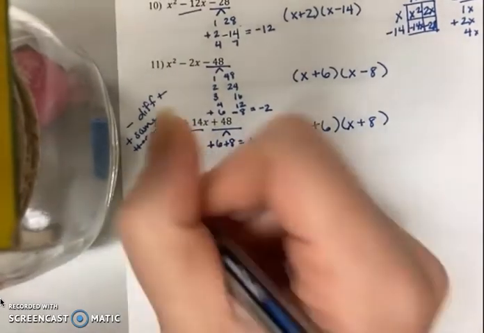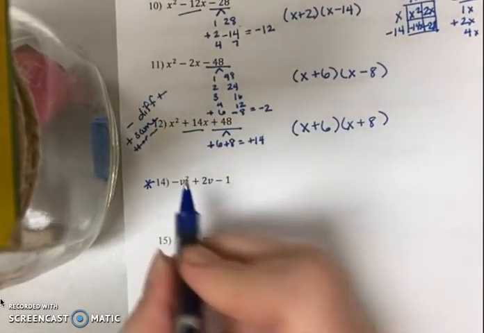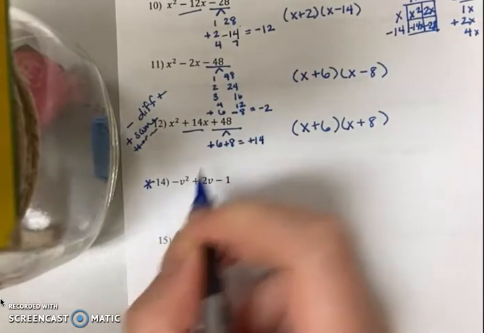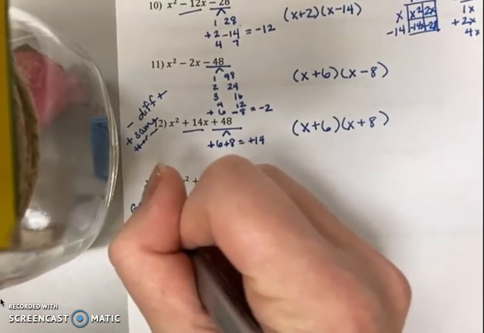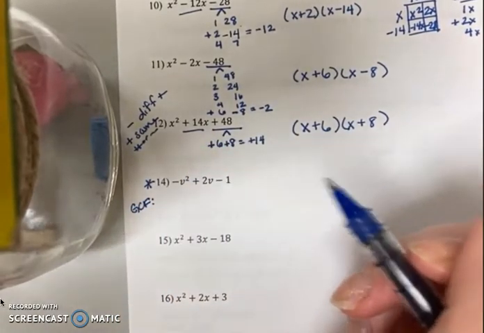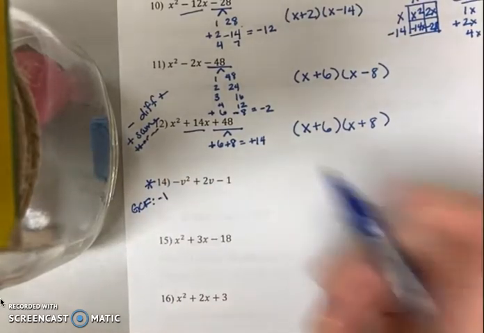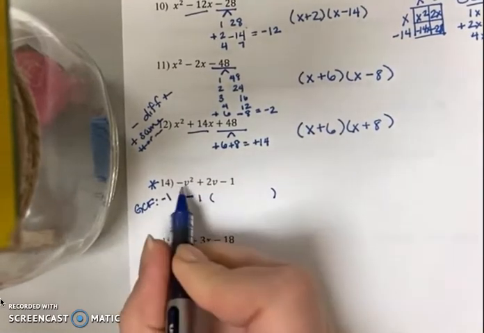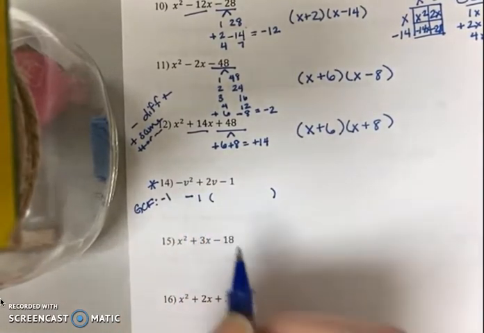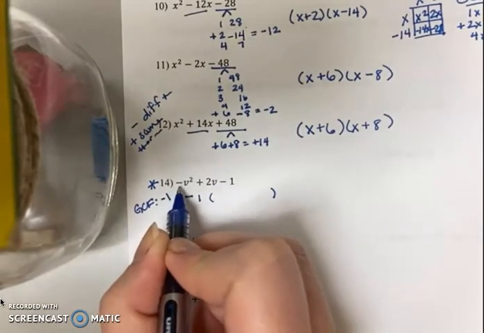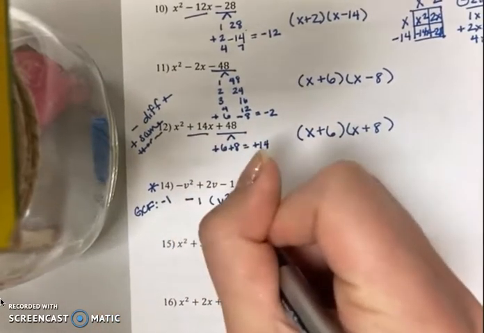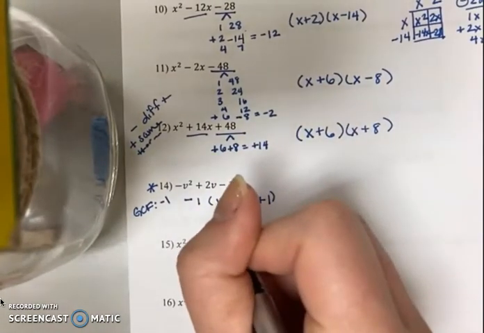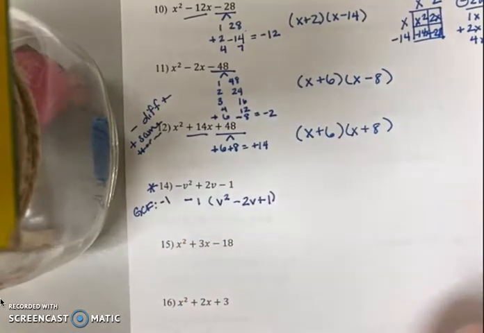Now number 14 is different, so I'm going to star that. It's different because now a is not positive 1, it's a negative 1. So I'm going to have to pull out a GCF to make this a positive 1, and that GCF would be negative 1. If you pull out a negative 1, then you have to divide each term by negative 1, essentially changing the sign. So this becomes a positive v squared, this becomes a negative 2v, and that becomes a positive 1. This is what I can factor.